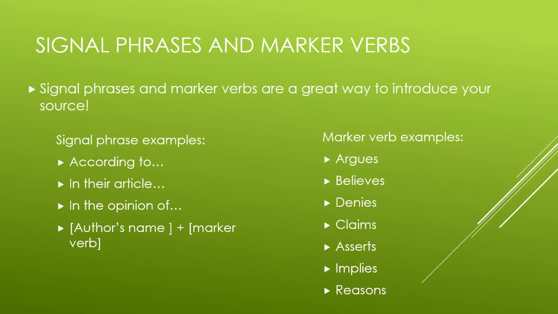So what are they? Examples of signal phrases include according to, in their article, in the opinion of, or we can use the author's name and a marker verb. Examples of marker verbs include the author argues, believes, denies, claims, asserts, implies, or others. As you may notice here, this allows us as writers to remove our opinion from the quotes we're using and take a more critical stance.